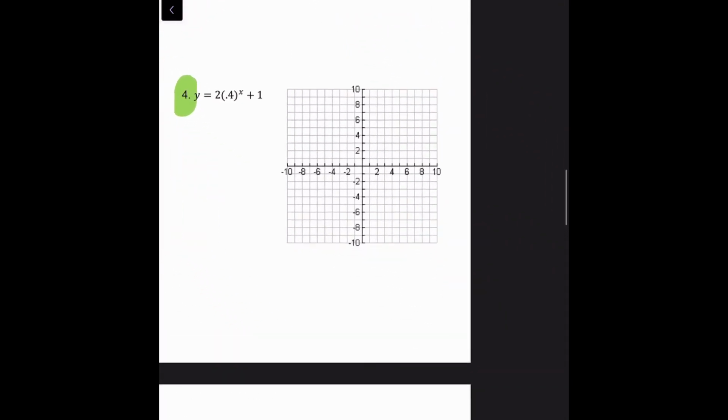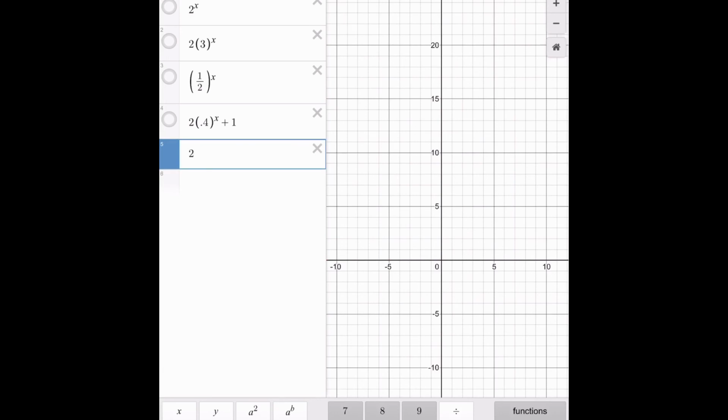Let's do that again, but now let's do that with Desmos. So here's a function. 2 parentheses 0.4, just like it is on the worksheet. A to the power of b right here brings it up there, and you put an x in the exponent, which for some reason it's not letting me do. There we go. And I think it was plus 1, but I want to double check.